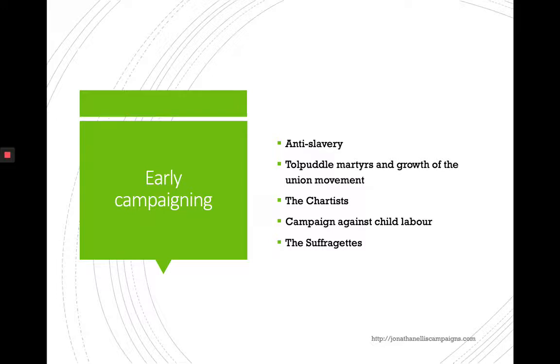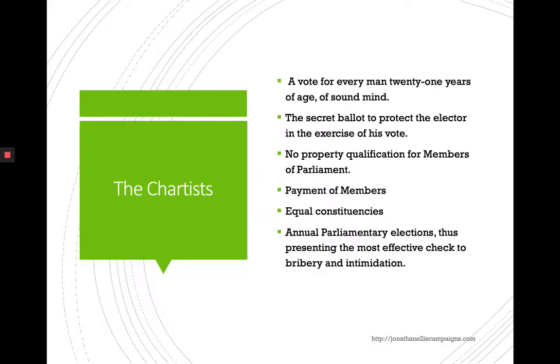And of course, the suffragettes, the massively important campaigning movement to promote the case that women should have the right to vote. And I mentioned the Chartists. I just think it's a really interesting campaign in the 19th century. And I think their charter was really interesting, what they were calling for. They were calling for a vote for every man 21 years of age of sound mind. Note, every man, that is.